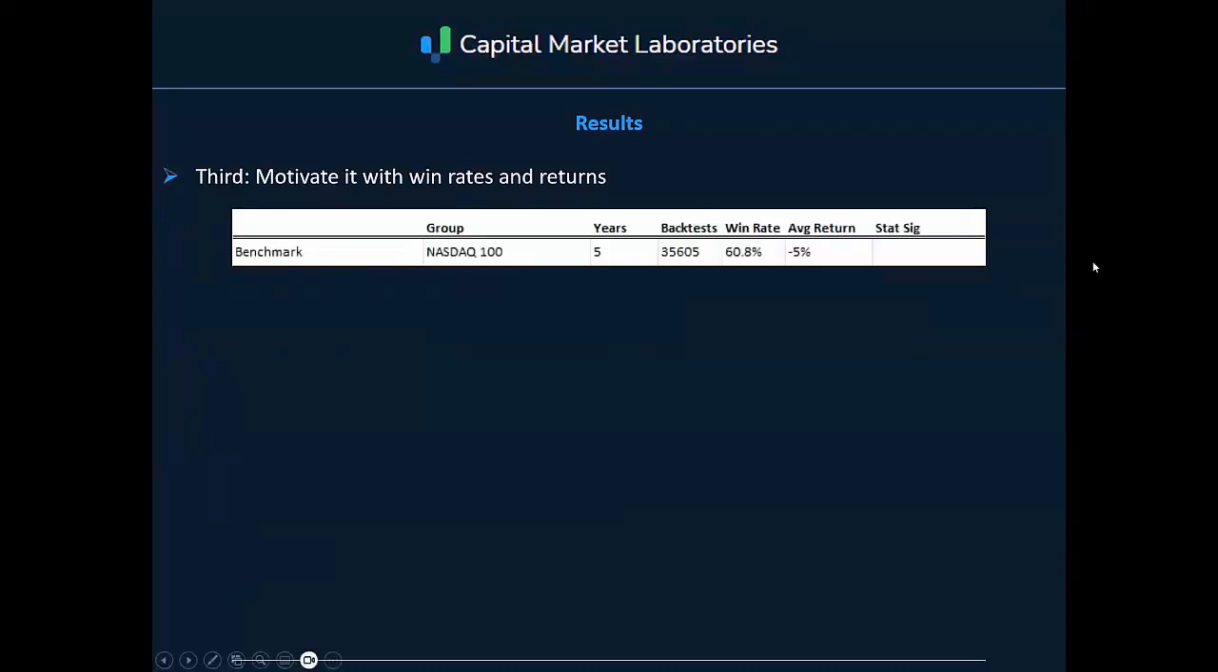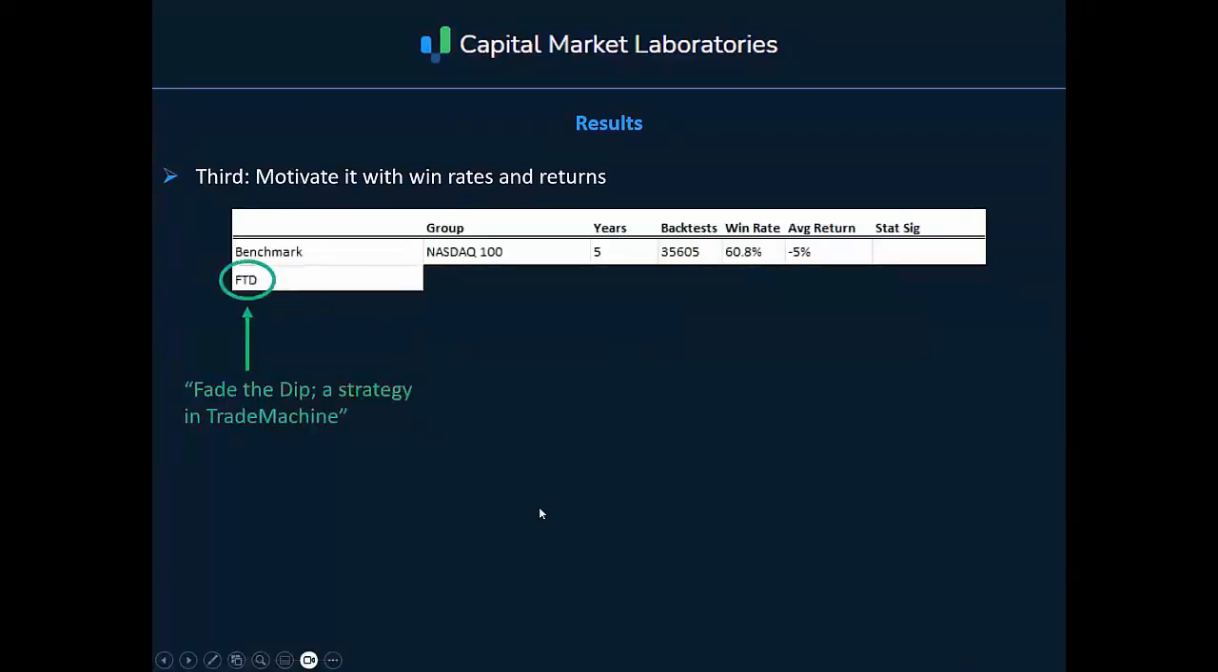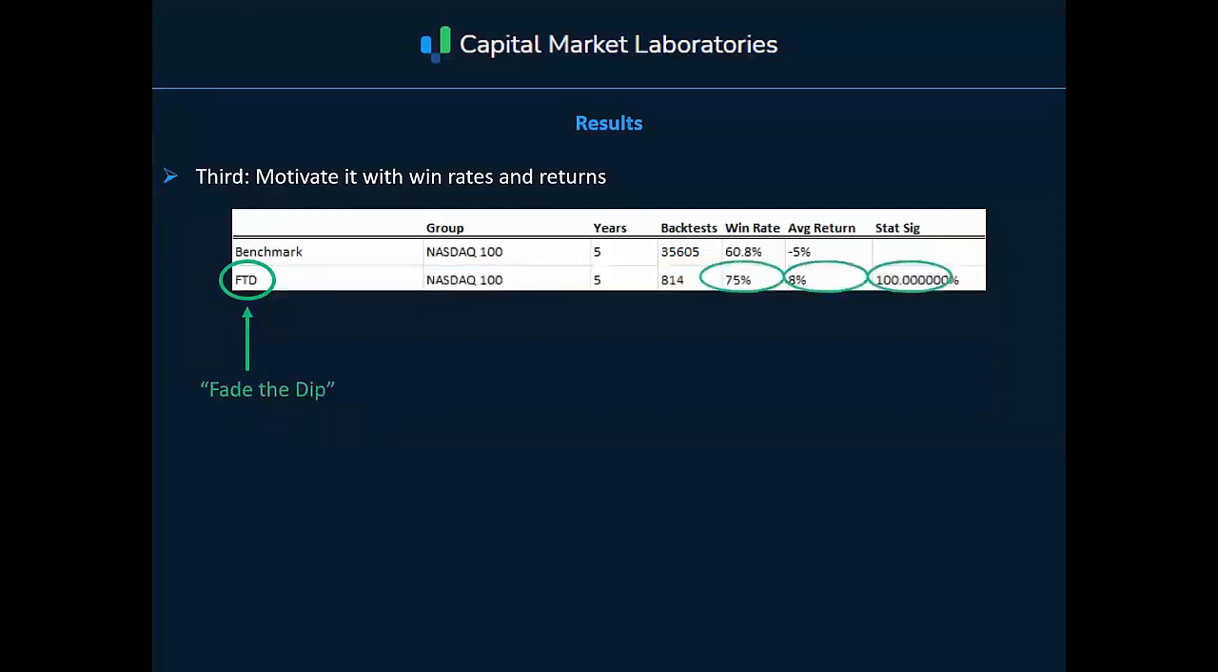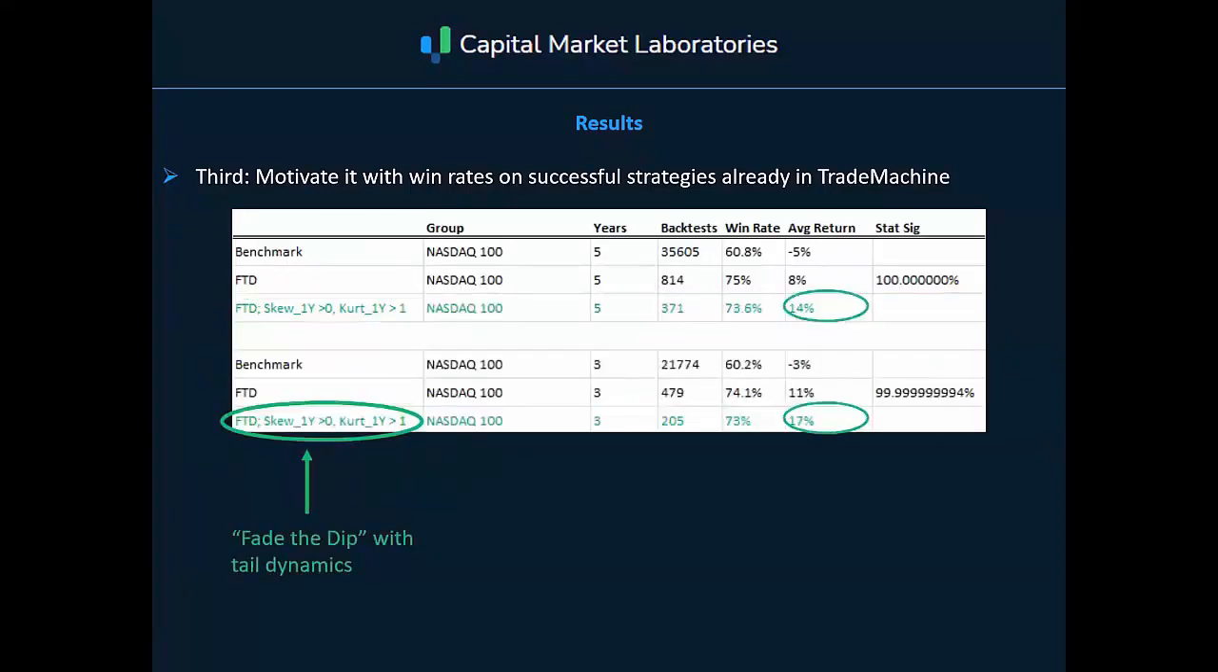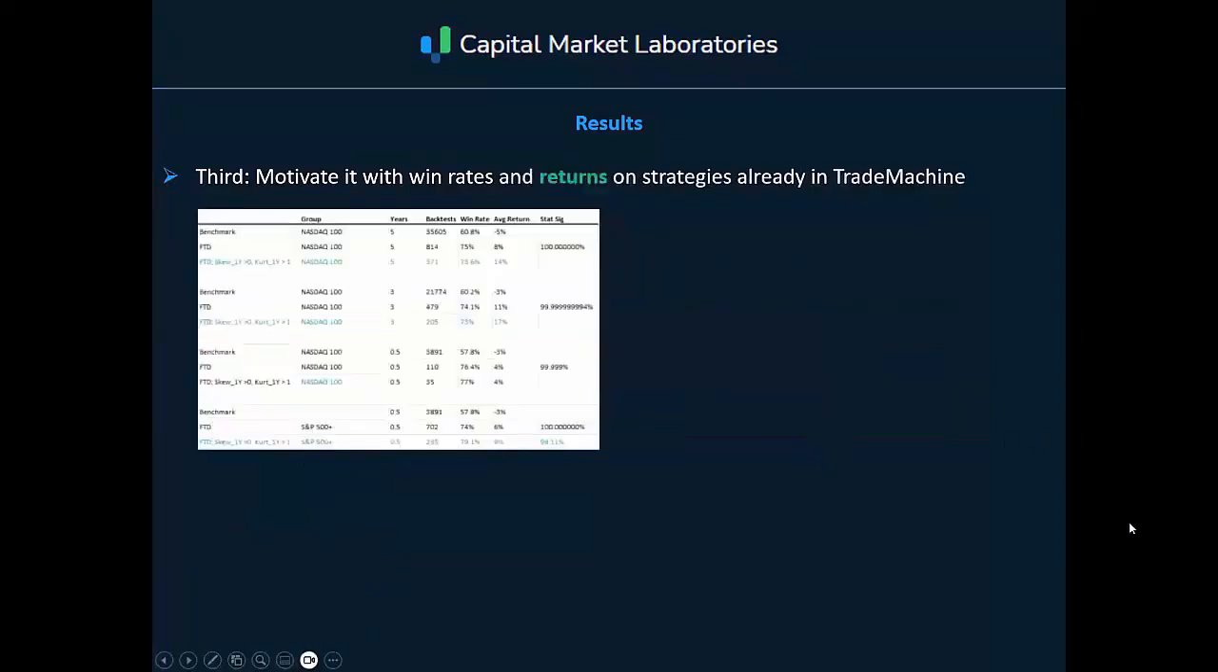We just did the benchmark. Now, I'm going to show you a strategy that's in TradeMachine, fade the dip. It's also selling a put spread, but only when certain technical conditions are met, okay? The win rates go from 60% to 75%, the average returns go from a loser to a winner, and the statistical significance is through 32 decimals. Now, I'm going to take the fade the dip and say I only want to do it in companies where the skew is positive and the 1-year kurtosis is greater than 1. Fade the dip with tail dynamics, 17% returns. So what happened?